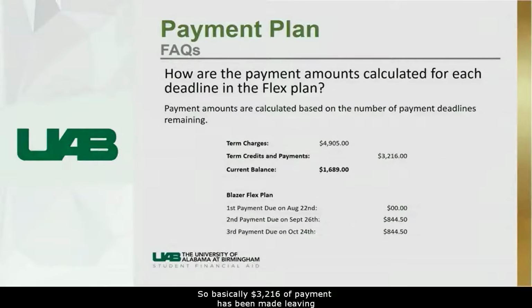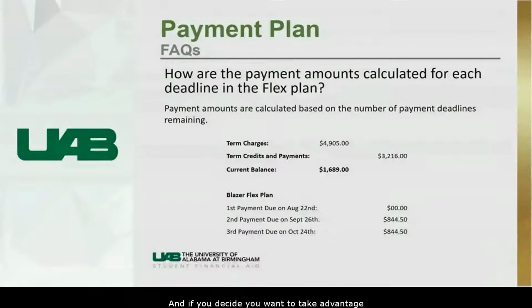Any of that would all be reflected the same way. So basically, $3,216 of payment has been made, leaving a final balance right now of $1,689. And this is all done before the first payment deadline. As you'll see below, the Blazer Flex Plan calculates that your first payment has already been made. So really, all that's left to pay is $844.50 at the remaining 2 deadlines. Basically, that's just $1,689 divided by 2.